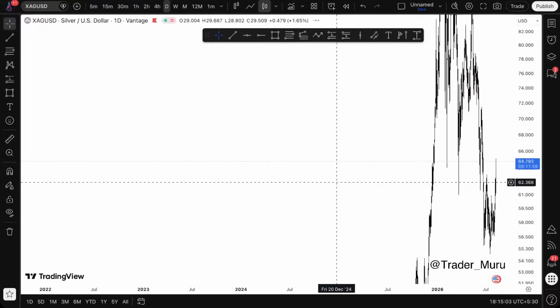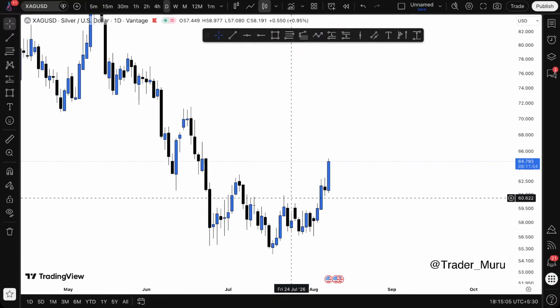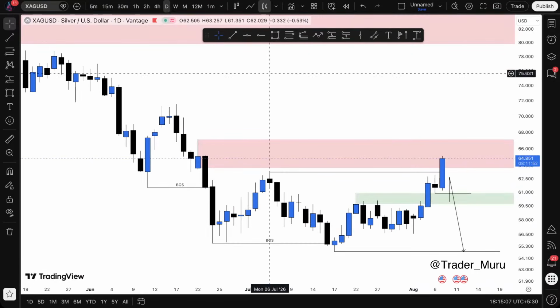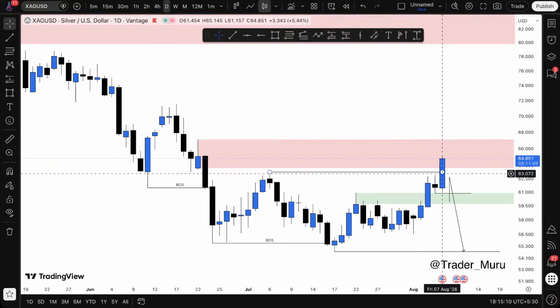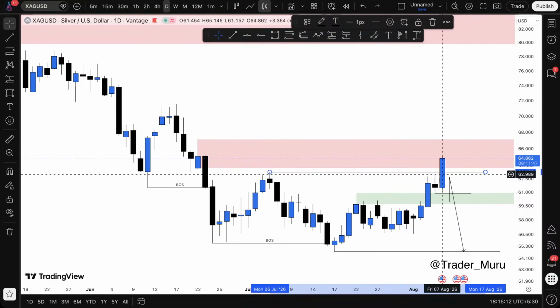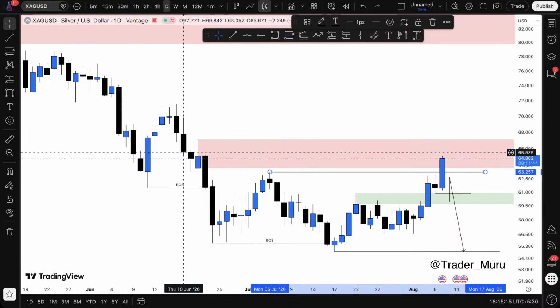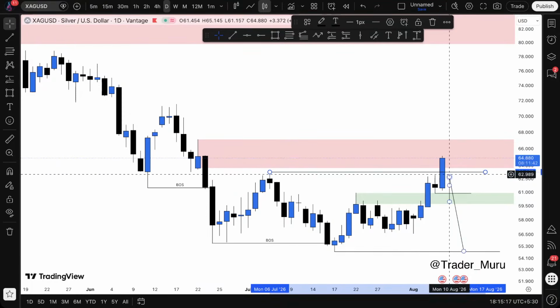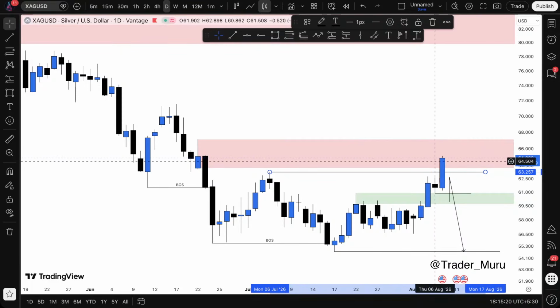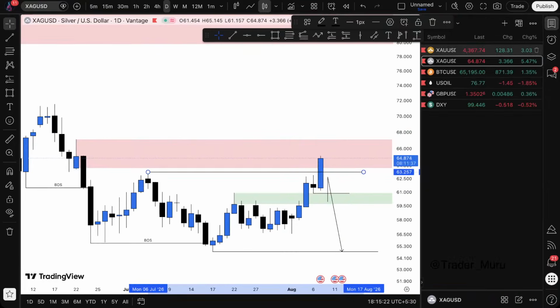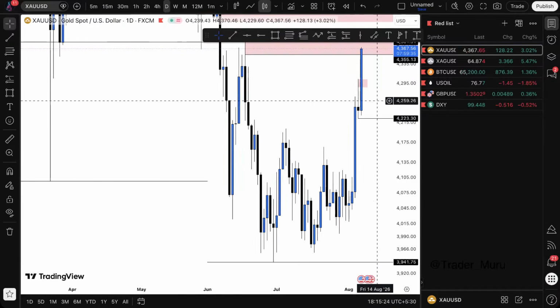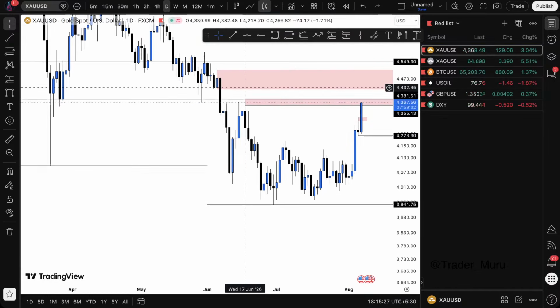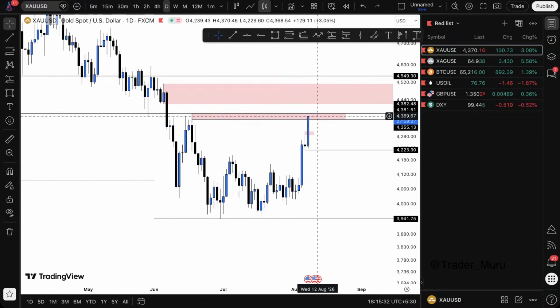Now look at silver. This is the same area we are sitting in gold right now. What is price doing? Sweeping it and testing an order block just above it. You can see this. Gold has the same structure. We also have an order block above it in gold. So you cannot directly short here. You have to wait for at least a momentum change.